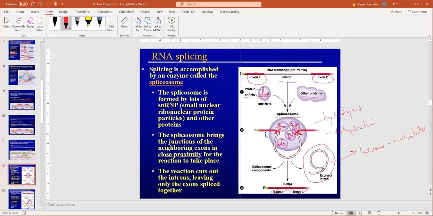So this is an exon. This would be like exon 1 in red. This is exon 2, also in red, and this pink would be like intron 1. So it recognizes the junction between the red and the pink, right? The intron-exon junctions, and it cuts and pastes. This gets tossed, and then now exon 1 and exon 2 are linked together.